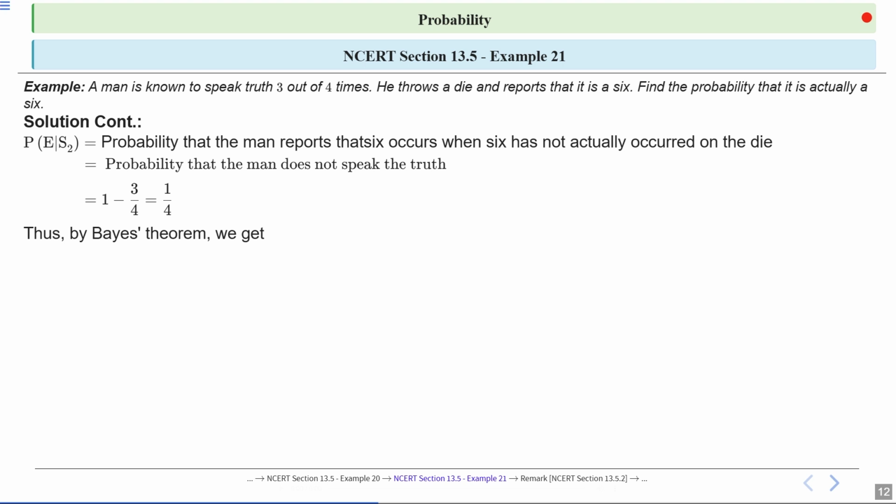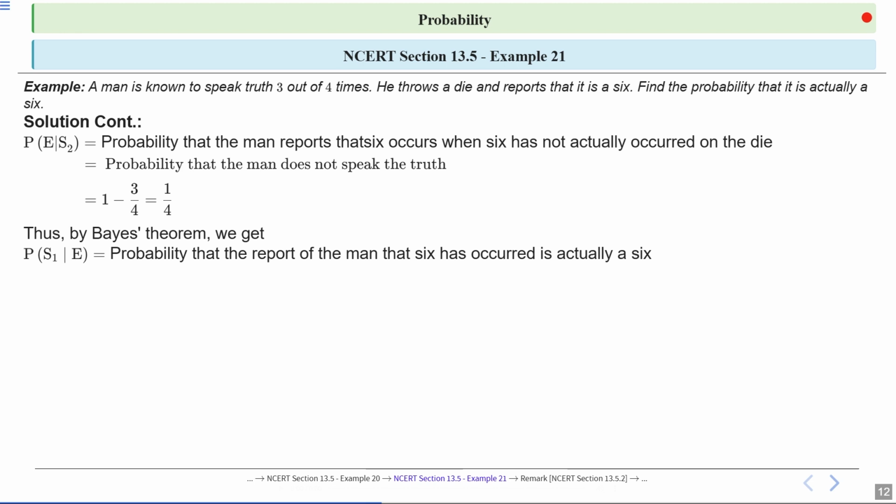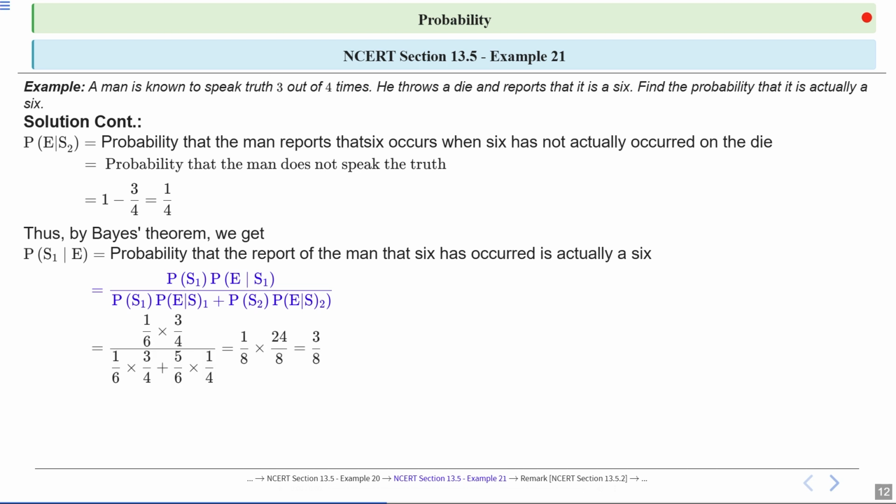Thus by Bayes' theorem we get probability of S1 given that E, which is the probability that the report of the man that 6 has occurred is actually 6, equals probability of S1 times probability of E given that S1 divided by probability of S1 times probability of E given that S1 plus probability of S2 times probability of E given that S2. This is equal to 1 by 6 into 3 by 4 divided by 1 by 6 times 3 by 4 plus 5 by 6 times 1 by 4.